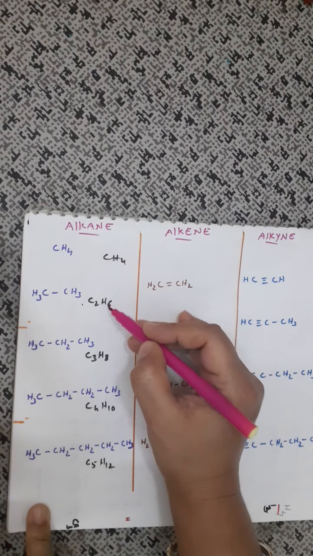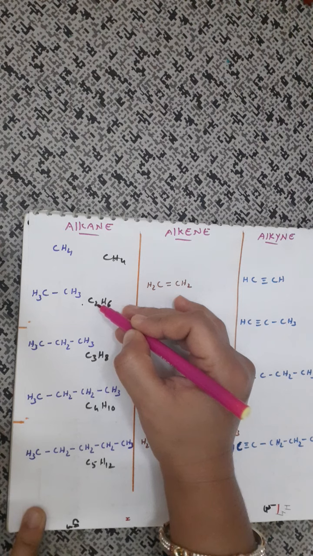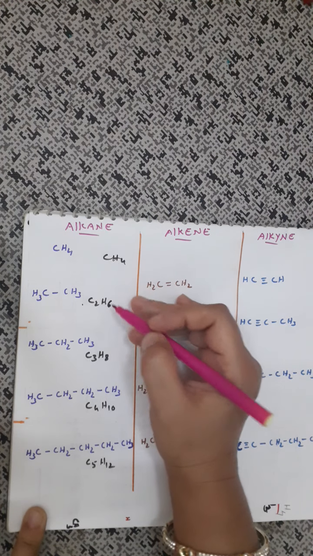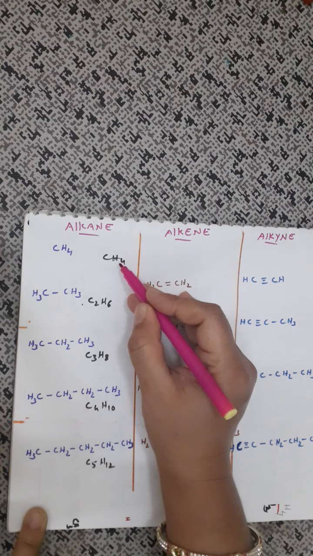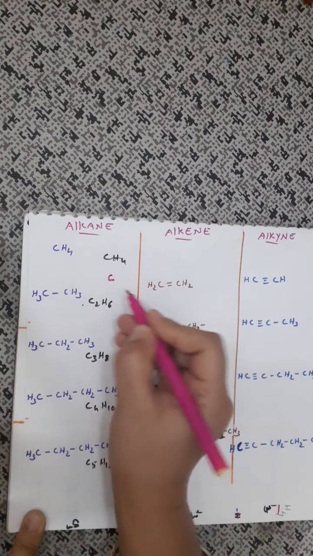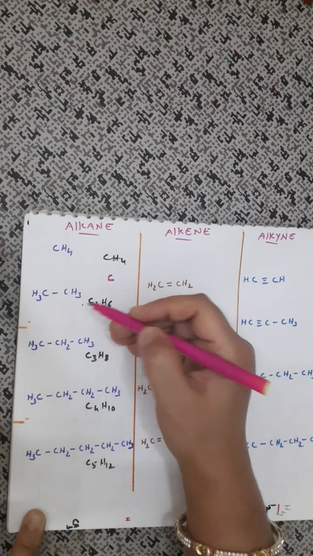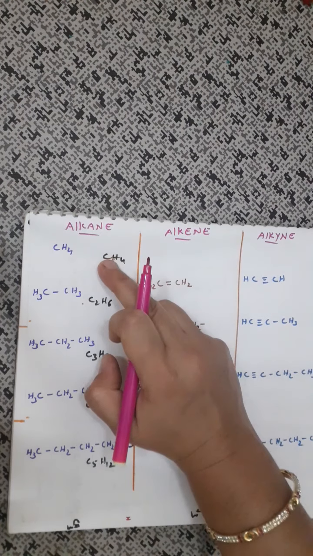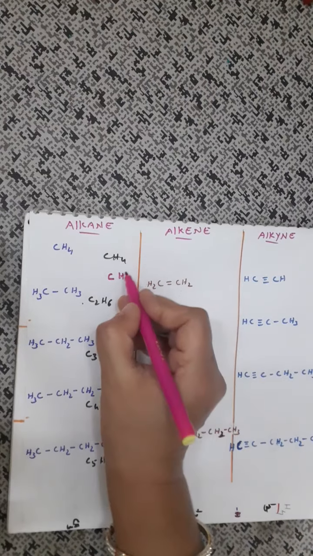Now observe the difference between the first hydrocarbon and the second hydrocarbon, that is methane and ethane. How many carbons in ethane? 2. And how many carbons in methane? 1. How many hydrogens in ethane? 6. And how many hydrogens in methane? 4. So the difference of value between the first and the second hydrocarbon is 1 carbon, that is 2 minus 1, 1. Then 6 minus 4, 2.